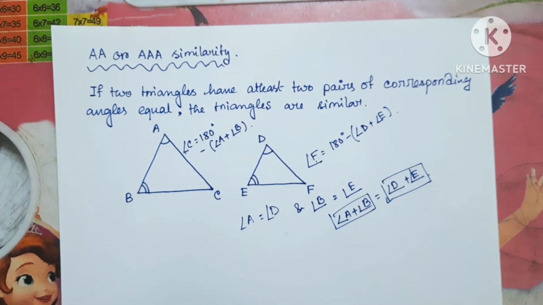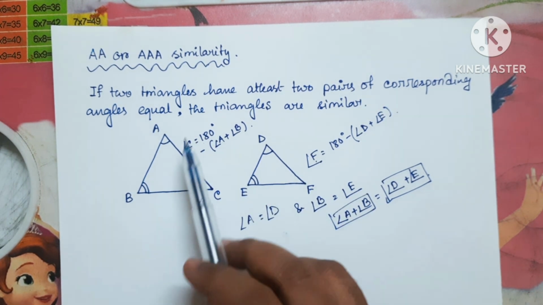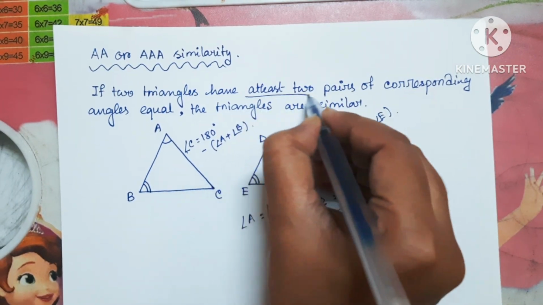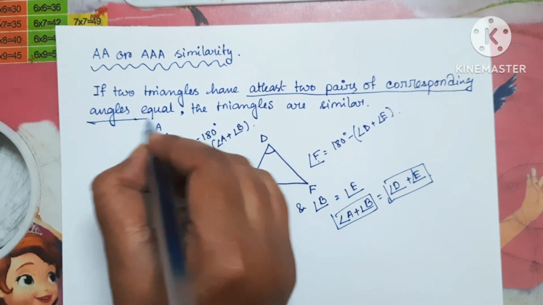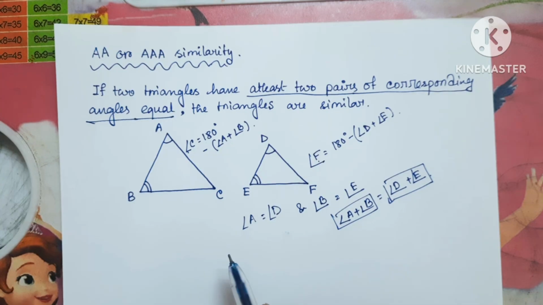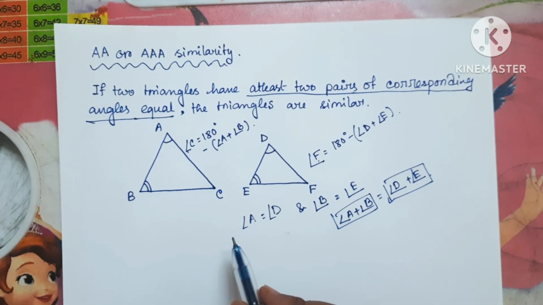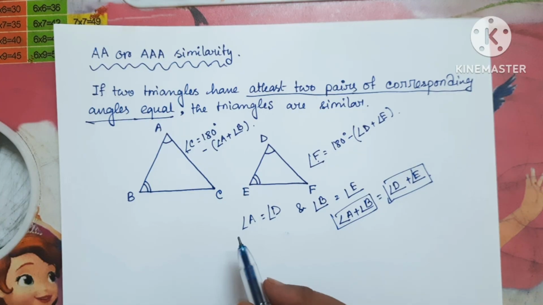Okay, will be equal. So that's why, if at least 2 pairs of corresponding angles are equal in case of 2 triangles, in that case you can say these 2 triangles are similar according to AA or AAA postulates. Okay. Now I'm going to start the exercise.